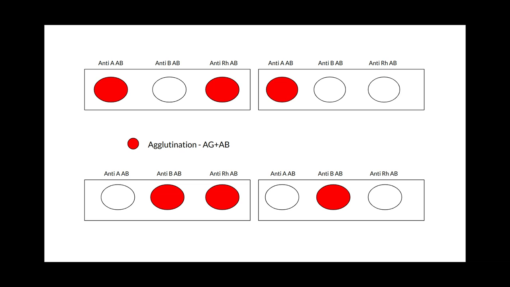In the second slide, there's agglutination only in the anti-A antibody, so we can determine that it's A negative blood type. Similarly, in the second row, the first one is B positive, because the anti-B antibody and anti-rhesus antibody both have become agglutinated. In the second one, it's B negative, because the rhesus antibody has not agglutinated.